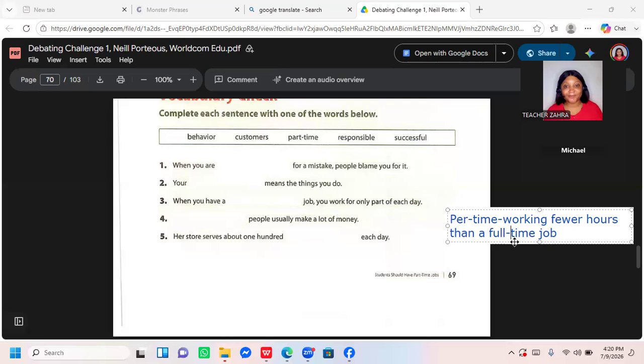Being answerable for an act. Okay. Being answerable for an act. Okay. All right. That is when someone does what they are supposed to do. Okay. The next one, successful.